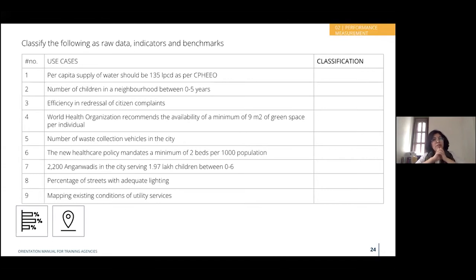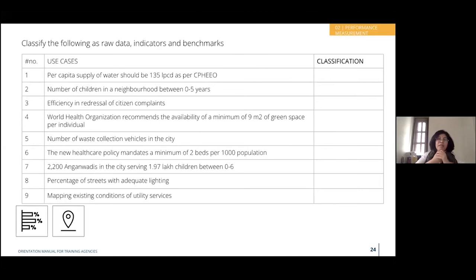Efficiency in redressal of citizen complaints. It's an indicator. Correct. Some cities will be good; some cities will say we redress complaints in like 2 days. Some will take longer. So that's an indicator. WHO recommends availability of 9 square meter of green space per individual. What is that? Benchmark.